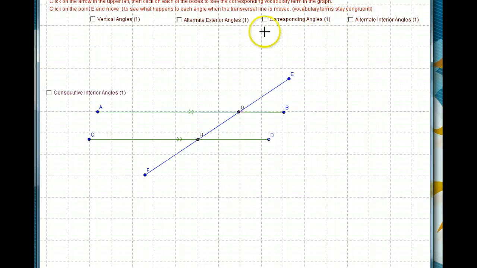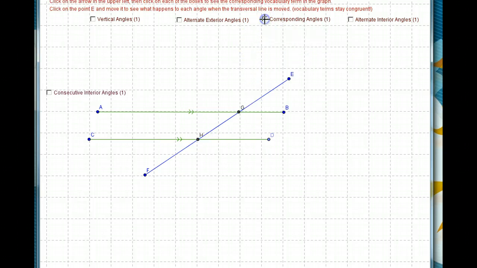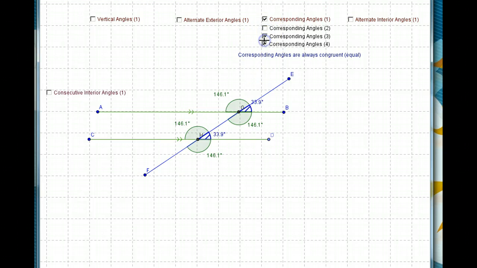And last but not least are the corresponding angles. They are on the same side of the transversal, but one is on the exterior of the 2 lines and the other is on the interior. So what do you notice? And if you said, oh, it looks like corresponding angles are also congruent. That's it.